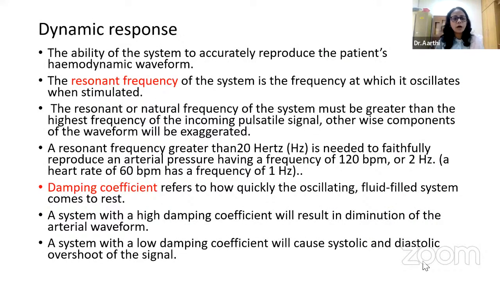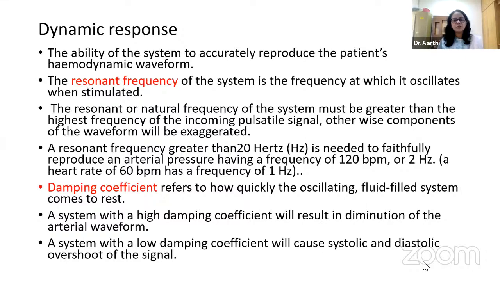We need to know about certain specific parameters with respect to arterial blood pressure monitoring. So those are a few definitions which we need to understand before going into the assessment. Dynamic response is the ability of the arterial system to accurately reproduce a patient's hemodynamic waveform. That depends upon two things: one is the resonant frequency, another is the damping coefficient.